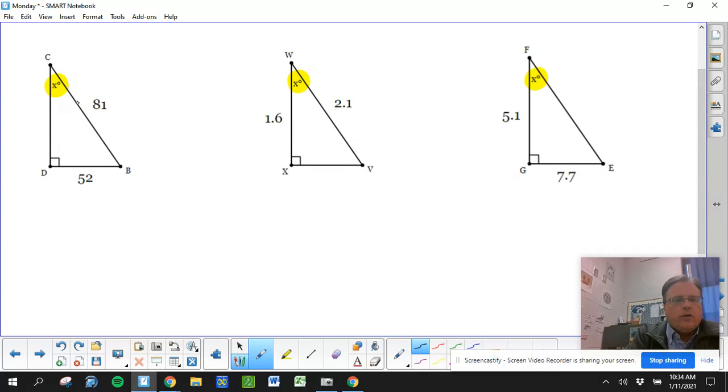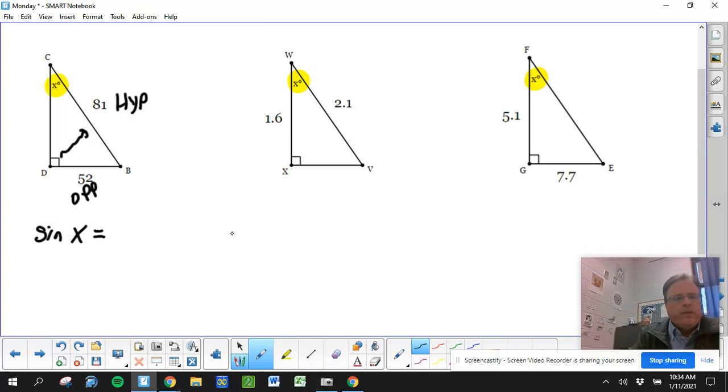All right, so on the first one, the hypotenuse is across from the right angle, so it's 81. But down here, we have a side that is across from, or opposite of, the angle. So that means we have to use sine. So we would say sine x equals 52 over 81. Okay, you see how that works?